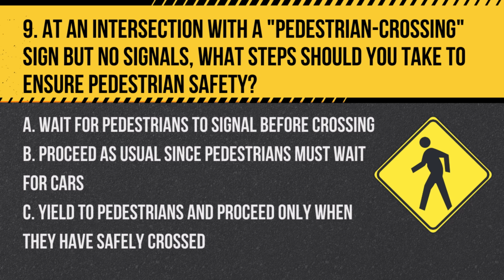Question 9. At an intersection with a pedestrian crossing sign, but no signals, what steps should you take to ensure pedestrian safety? A. Wait for pedestrians to signal before crossing. B. Proceed as usual, since pedestrians must wait for cars. C. Yield to pedestrians and proceed only when they have safely crossed.